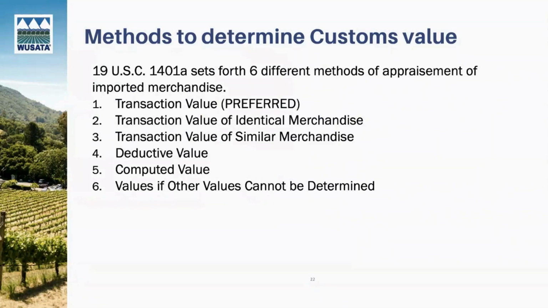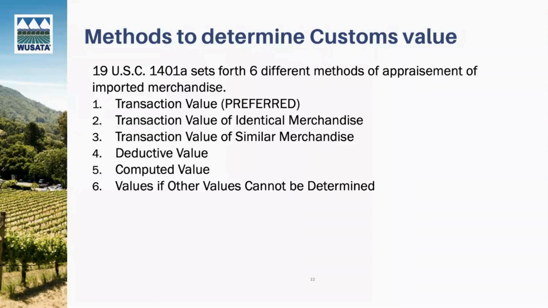Now, 4 and 5, deductive value and computed value, you can use interchangeably. Deductive value means you take the sales price and you deduct certain advertising marketing expenses. Computed value means you take the cost price and you add a certain notional profit. And still, if you can't come up with a value, then you use any other method that you can come up with that's based on general accounting principles.